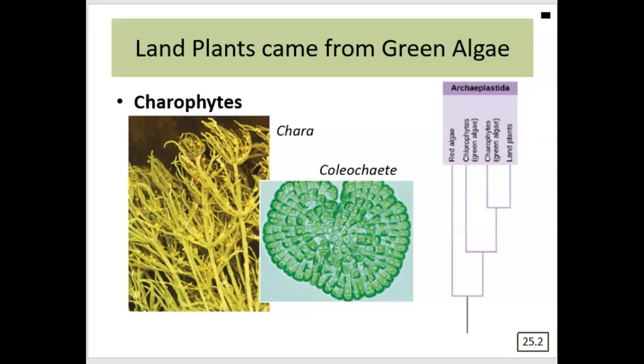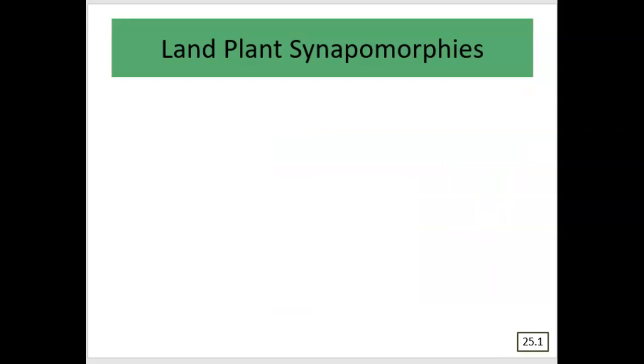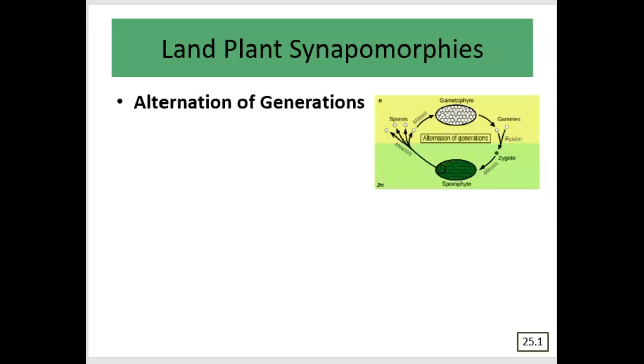All right, so what makes land plants different than everybody else? Remember, synapomorphy, shared derived characteristics. Well, one thing that we find in all land plants is an alternation of generations life cycle. We talked about that in the last lecture. Alternation of generations life cycle, meiosis and fertilization alternating. More importantly, a multicellular gametophyte stage and a multicellular sporophyte stage.